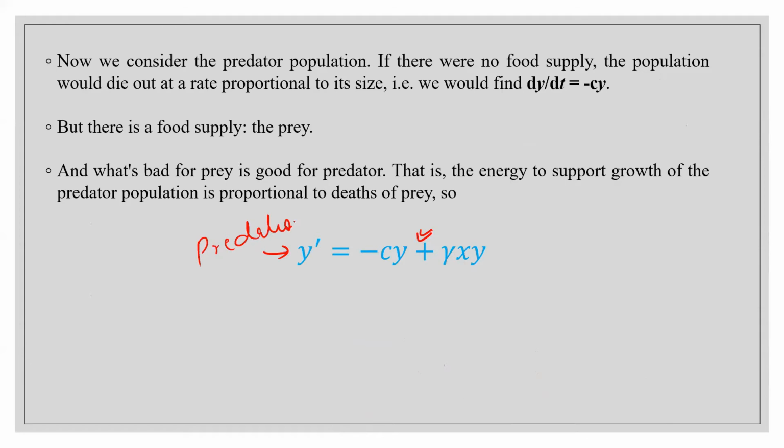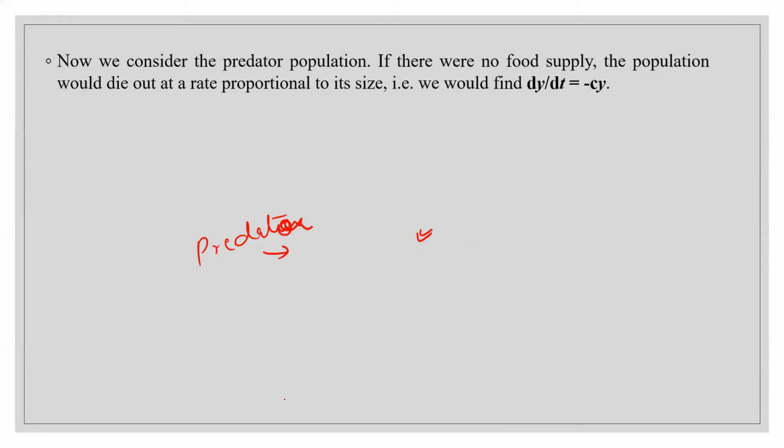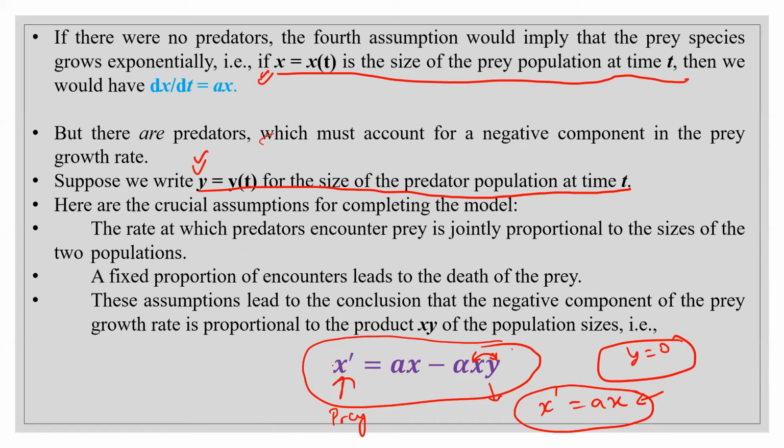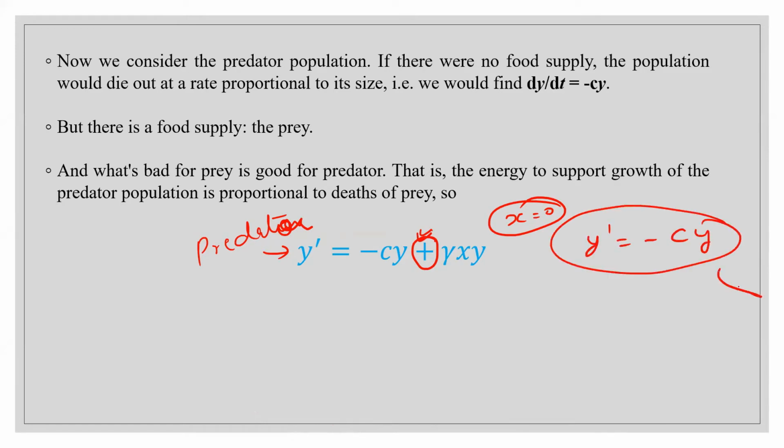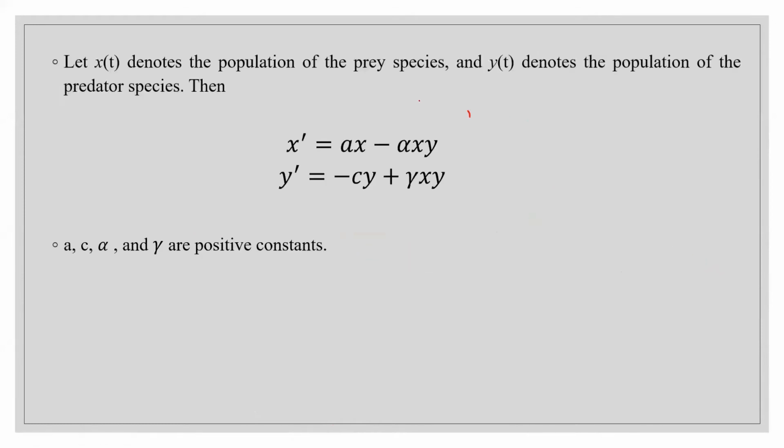This is predator and that was for prey. The earlier was for the prey population. So here there was a minus sign because the interaction was harmful for the prey population, but it was beneficial for the predator population. So there is a plus sign. Now you can see that if x is 0, means no prey population, then there is a negative sign. That means my y dash will be minus cy. So you can see that it will decline exponentially. So this is the model they gave.